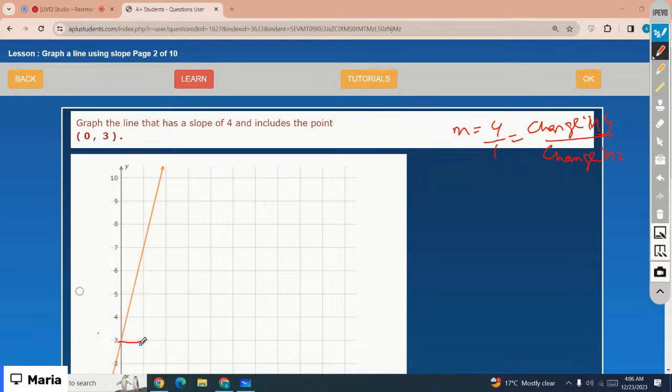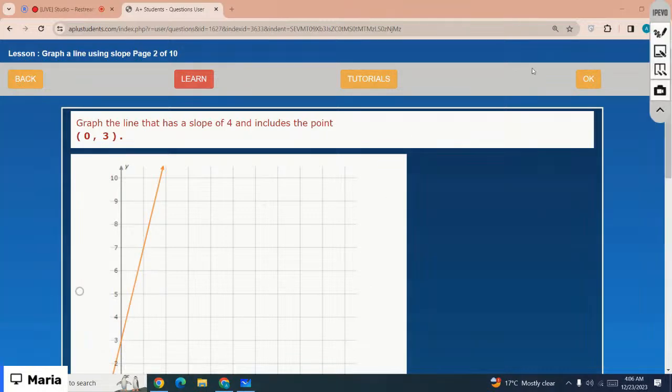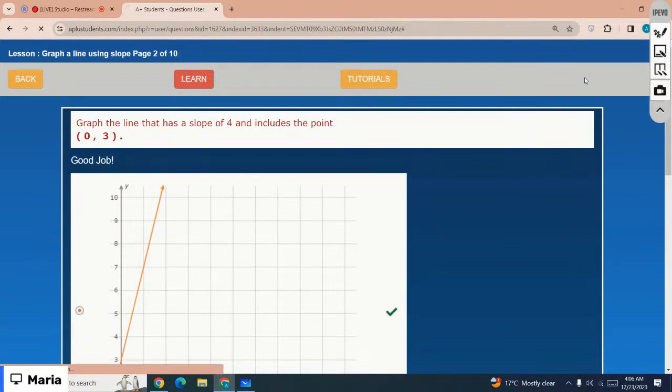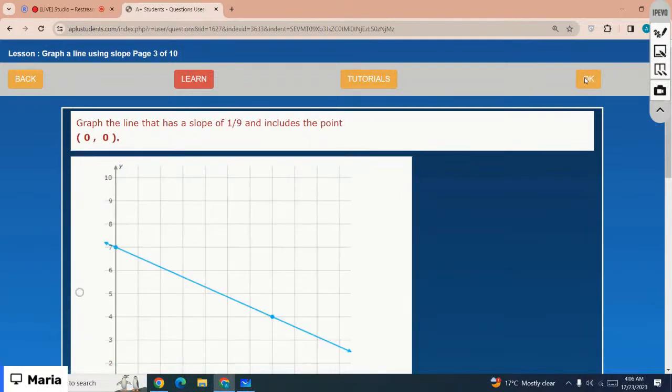Here is the change in x, 1, and move up 1, 2, 3, 4. Yes, the change in y is 4. So that is 4 over 1. So that means the graph 1 is the correct solution, right? You don't need to check the second one because both the points lie on the first graph, right? So option number 1 is the correct option. Got it? If both the points are not on the first graph, then you need to check the second one, right?